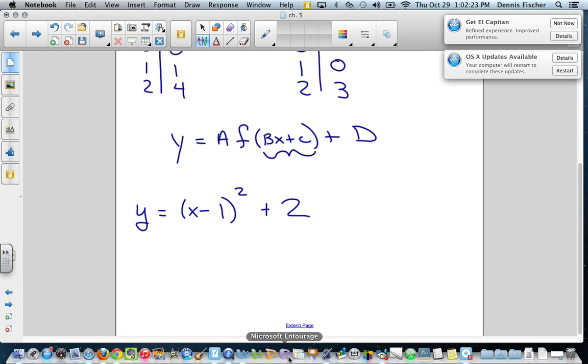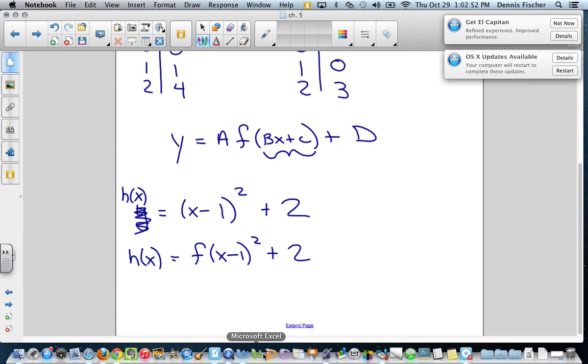So what do we have here? We use the same points, right? What is h of x? h of x is just another function. It just means this is the function I'm graphing. So could I write this as f of x minus 1 squared plus 2? Because if I plug x minus 1 into x squared, it would give me that, right?